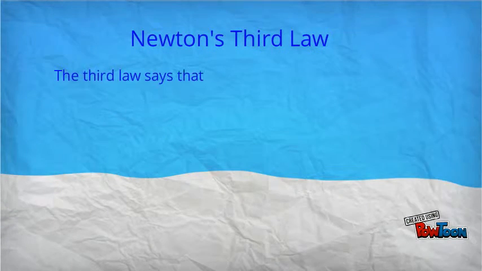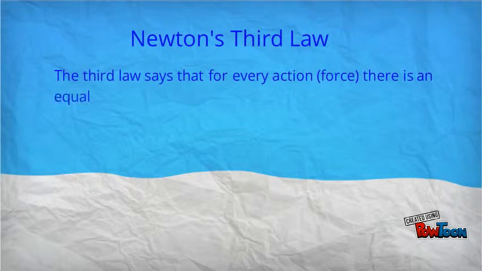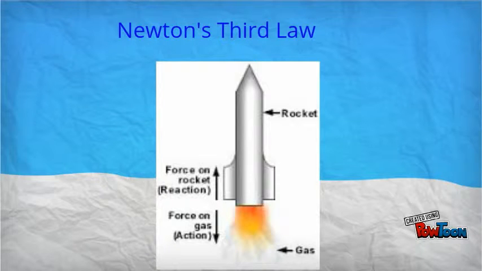The third law states that for every action there is an opposite and equal reaction. In the image you can see a rocket with gas coming out of it. And it's because of the gas, which is the action, there is a reaction of the rocket moving.